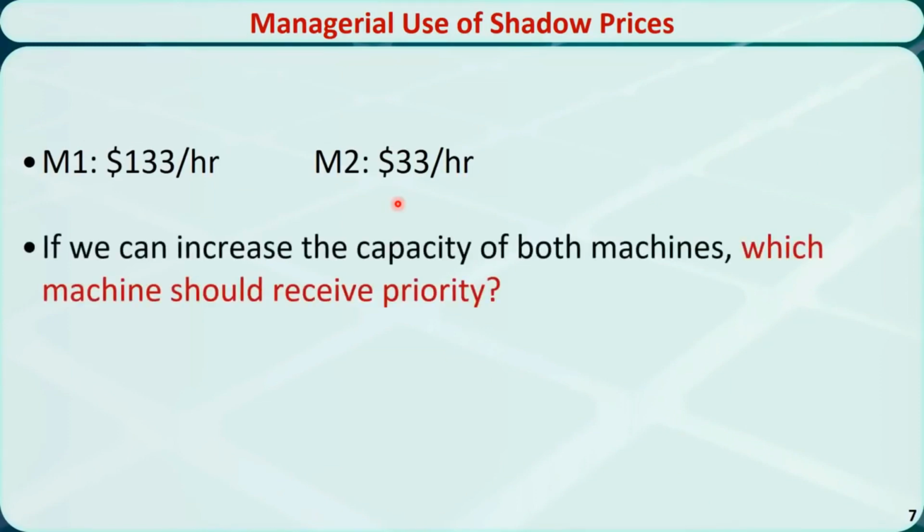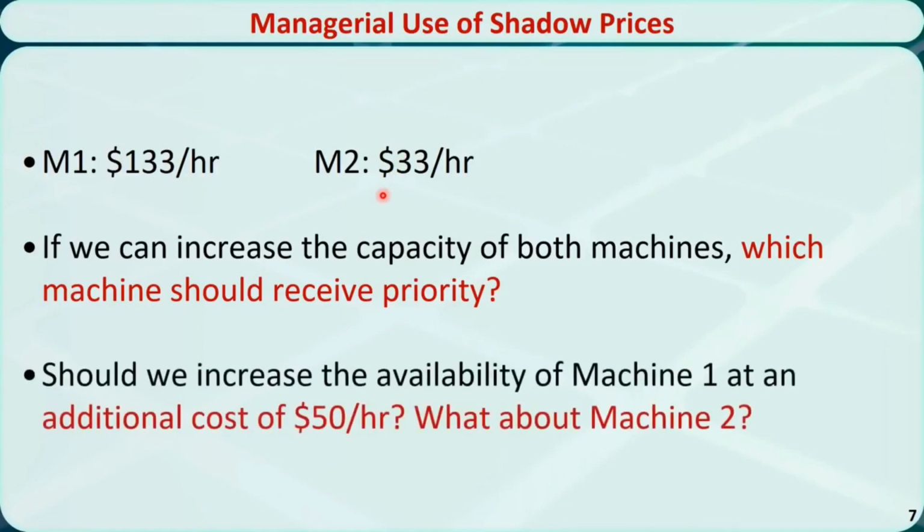First question, if we can increase the capacity of both machines, which machine should receive priority? The answer is machine 1, because if we increase both machines' processing time by 1 hour, the increased profit from machine 1 is much higher than the increased profit from machine 2.